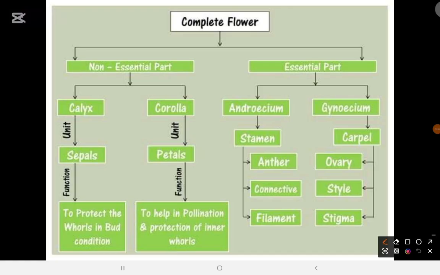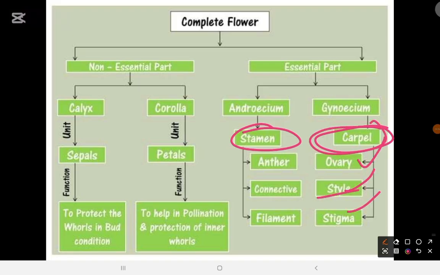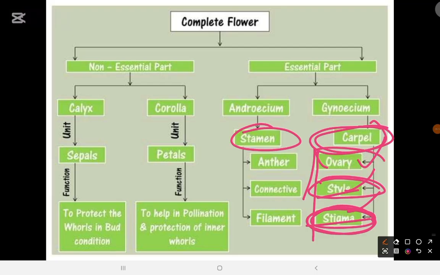Now, the male structures are altogether called the stamen, while those of the female are called the carpels. The carpels consist of OSS, that is ovary, style, and stigma. Basically, the way you see them is in this order, in the upward order in the flower. The stigma is the uppermost portion, then the style bears up the stigma, and the ovary is the basal portion or the enlarged portion of the base.